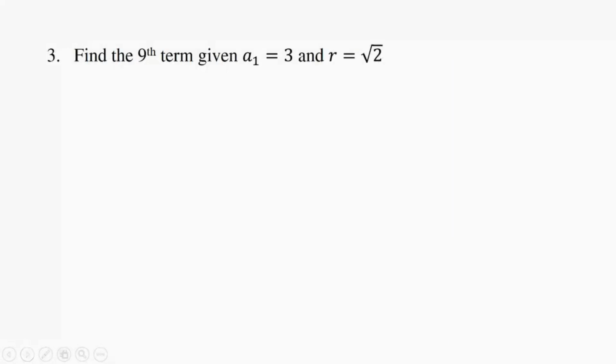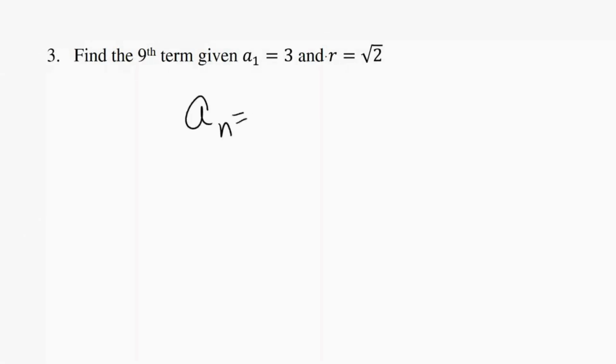All right, what about this problem here? Find the 9th term given a sub 1 equals 3 and r equals 2 root 2. Well, I could go through the pattern, 3 times root 2 times root 2 times root 2 each time, and try to figure out what the 9th term is. Or I can write a formula.